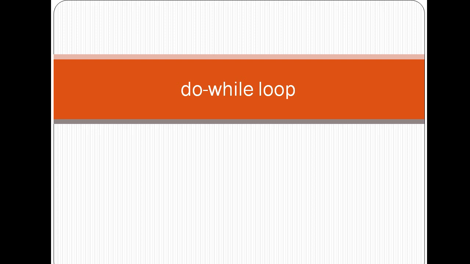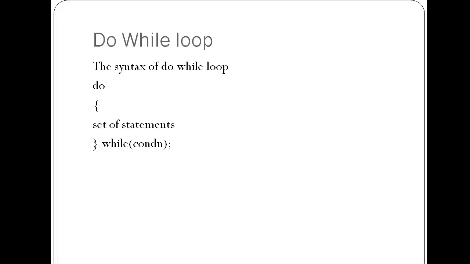Hello everyone. In this tutorial we are going to study the do-while loop. So we'll directly look into the syntax of the do-while loop. As you can see here, this is how we represent a do-while loop. First we have the keyword do, then all these set of statements. If this condition holds good, then again execute the same set of statements. This is the meaning of do-while loop.